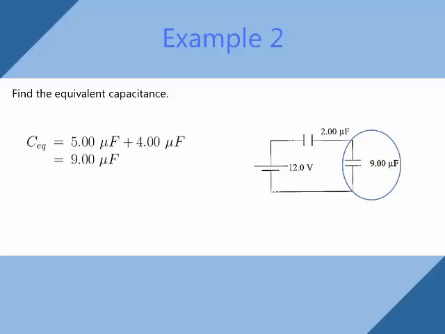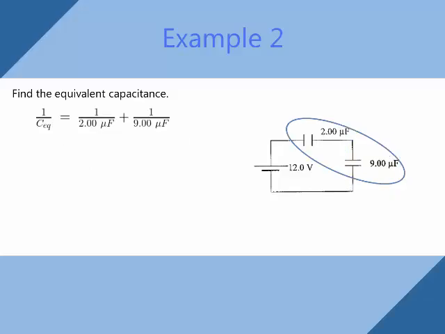Now, the next two capacitors that we combine are in series, so we use the series capacitor combination equation. Here, we multiply each of the fractions to get a common denominator, and then we can add them to get 11 over 18 microfarads. This is again not the answer.